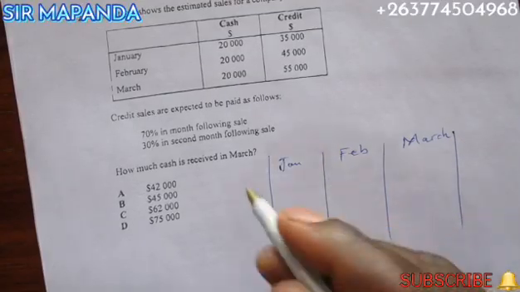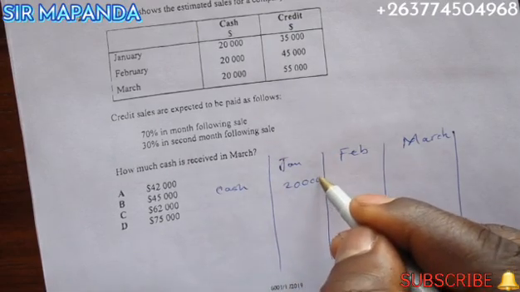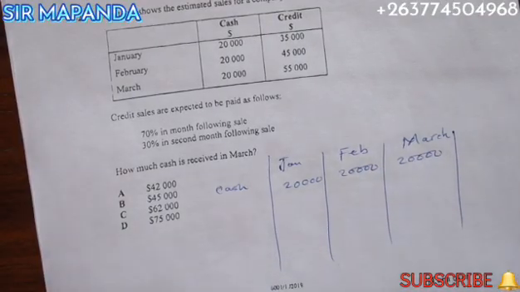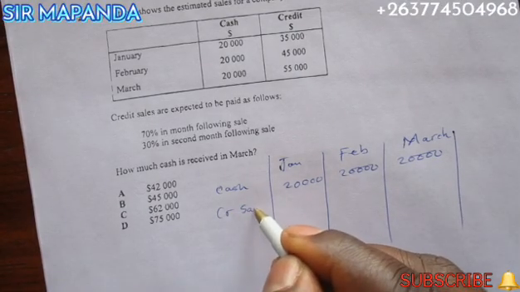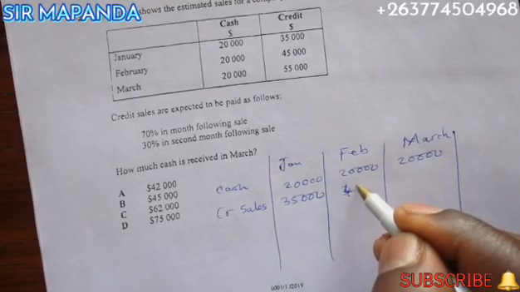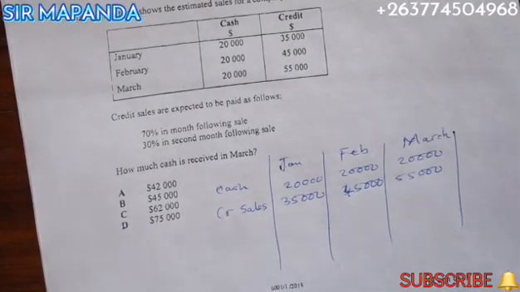So the cash sales are given as 20,000, 20,000, and 20,000. So cash sales are recorded in the cash budget in the same month in which goods were sold. So we don't have problems with the first row. Then we are also given the credit sales. The credit sales, we have 35,000. We have 45,000. We also have 55,000, something like this. Right. So we have two groups of debtors. Those who are paying in the following month and those who are paying 2 months after the sale.